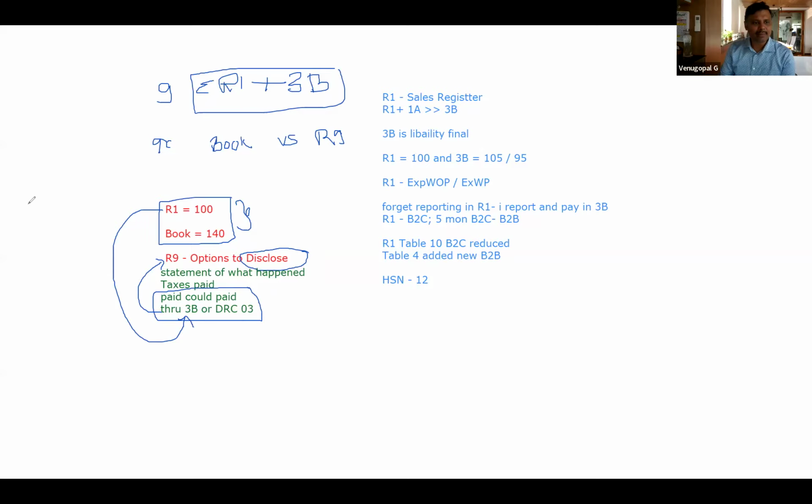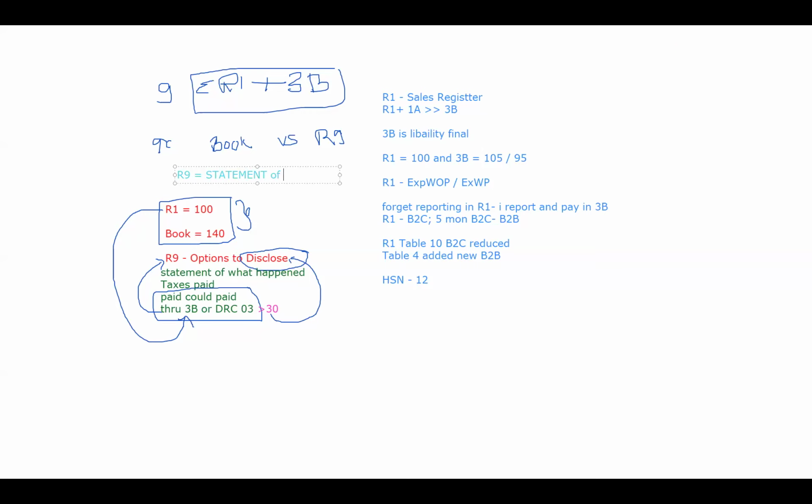For this 140, the liability in the books, let us say 30 rupees is paid through DRC03. So what goes to GSTR 9 is that you have paid 30 through DRC03. Even this you will disclose in your GSTR 9. That is the way you will have to read GSTR 9.